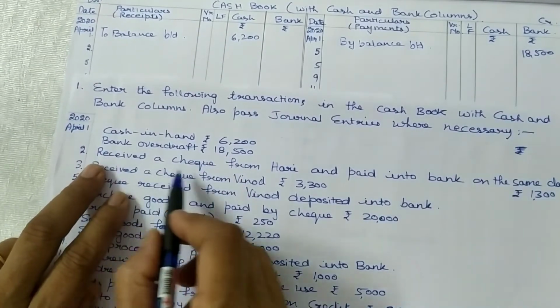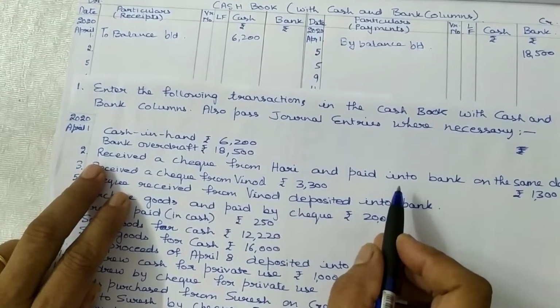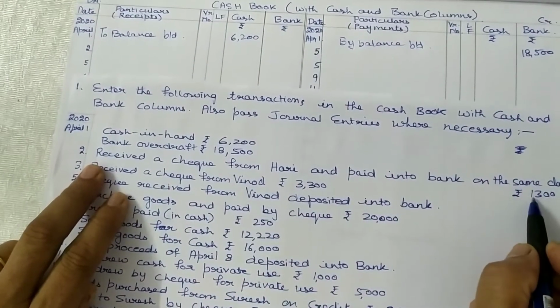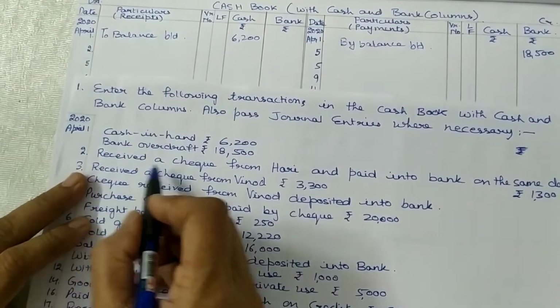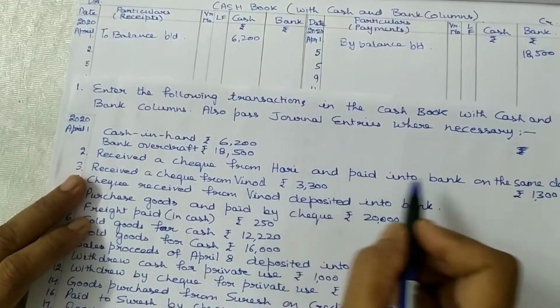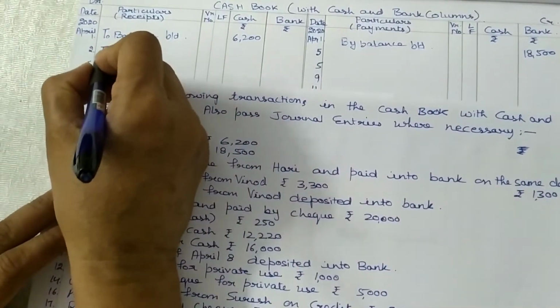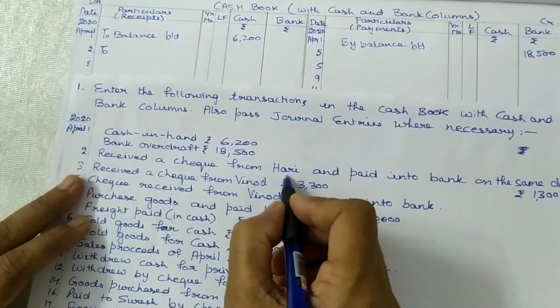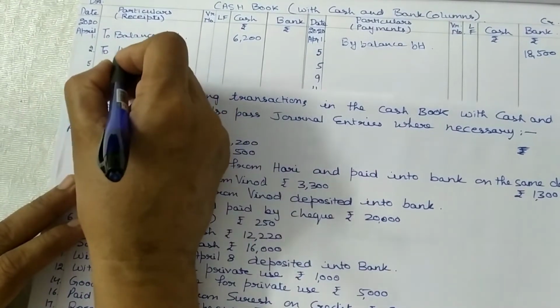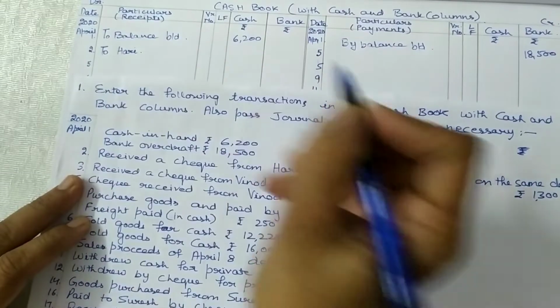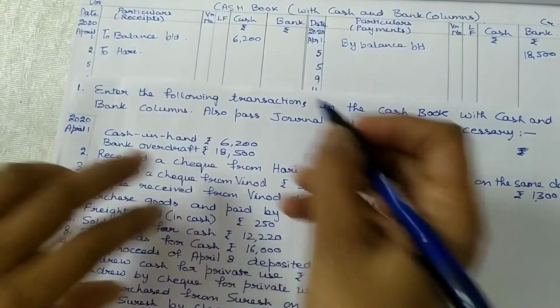Next transaction is received a check from Hari and paid into bank on the same day, 1,300. Depositing the check on the same day, then you are receiving a check from Hari. Hari is the giver, so to Hari in bank column 1,300.